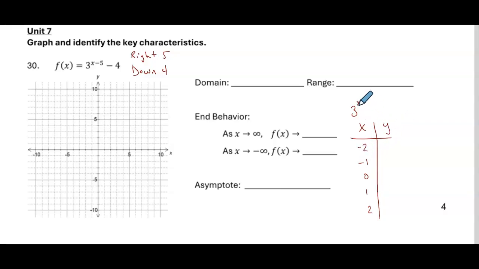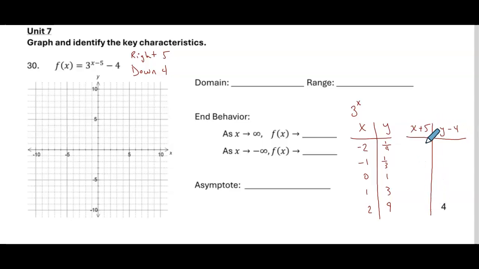When you put a negative up, we get a fraction, so 1/9. -1 would be 1/3. 0 is 1. First power is 3. Second power is 9. Now we have to look at the shifting. So it's moving to the right 5, which means I need to increase my x's by 5. And it's moving down 4, so I have to decrease my y's by 4.